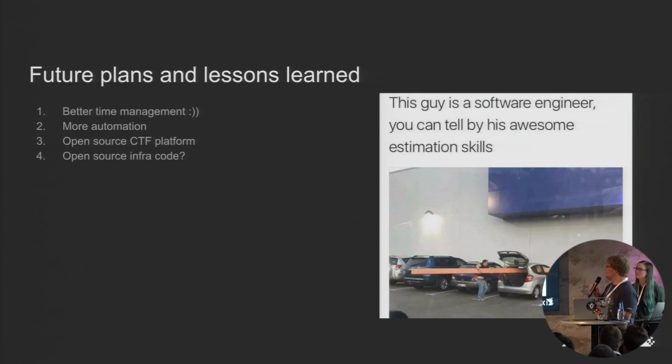So some future plans and lessons learned. Better time management. Don't do everything the following weeks before the competition. And more automation. This also helps with better time management, so we can focus on creating tasks rather than actually running our infrastructure. We also are looking into open sourcing some of the CTF platform and some of the infrastructure code that we use, so other people can deploy similar CTFs.